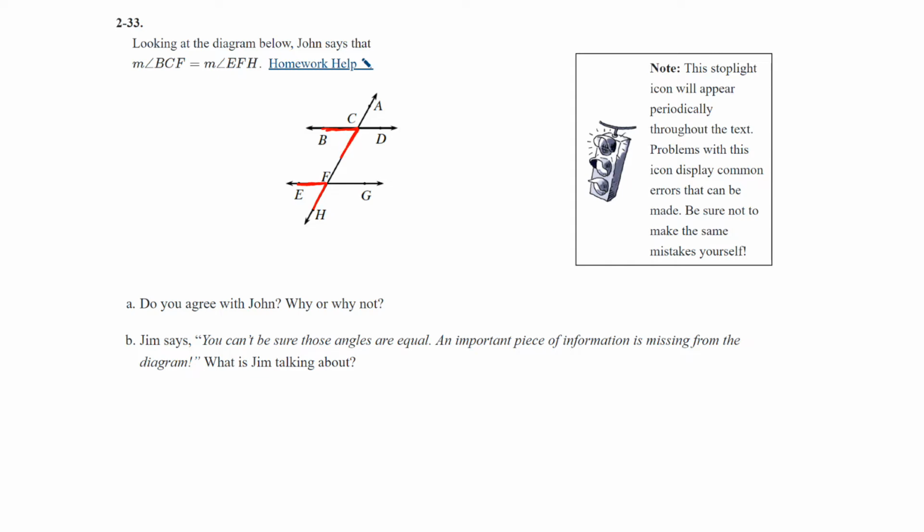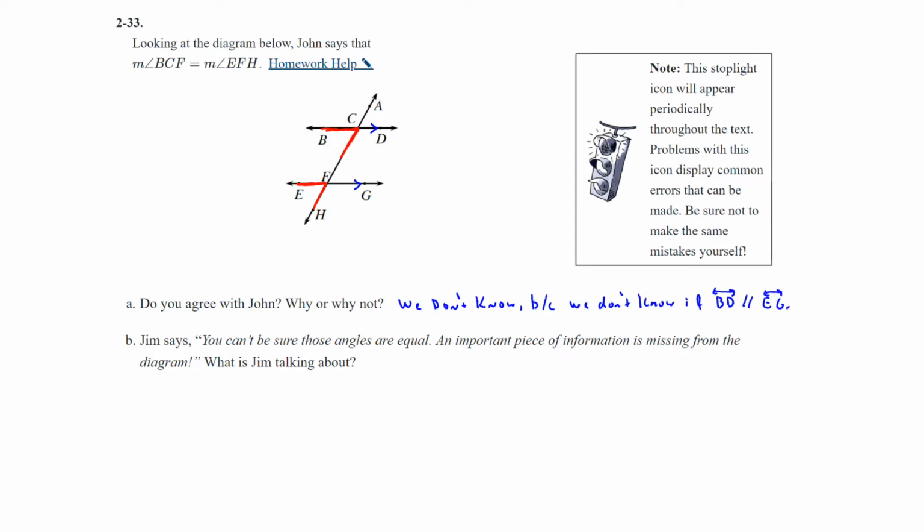Well, it depends. It doesn't say that these two lines right here are parallel. If the lines were parallel, then the angles would be equal. Their measures would be equal, but since it doesn't say, we just don't know if they are. If the lines are parallel, yes they are, but if they're not, then they wouldn't be equal.